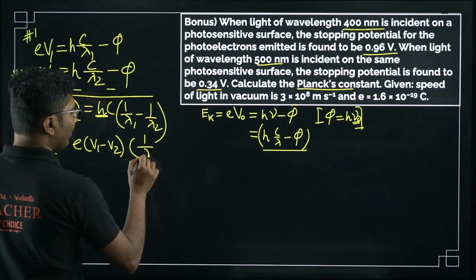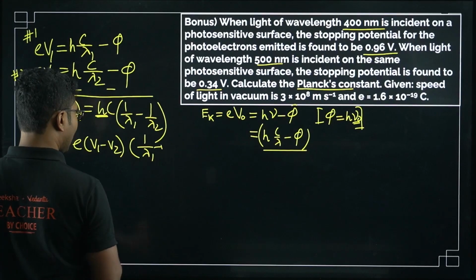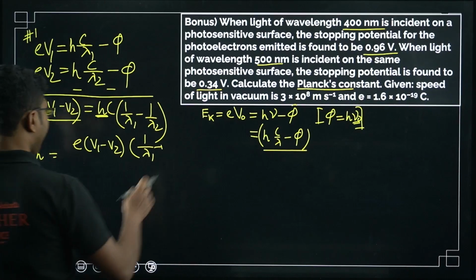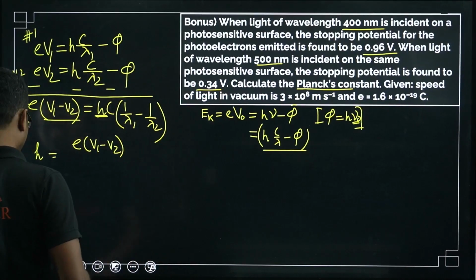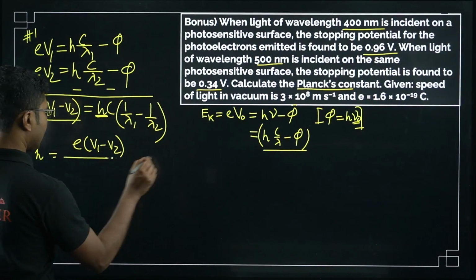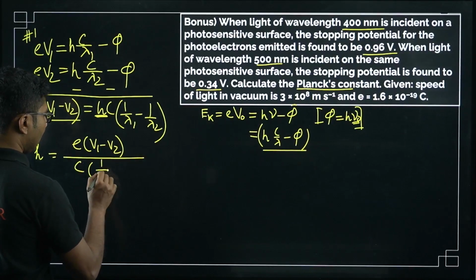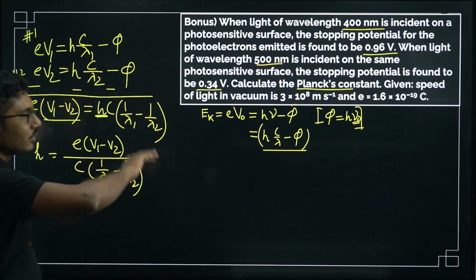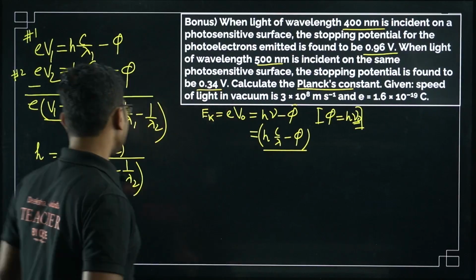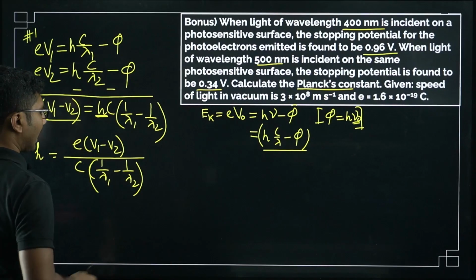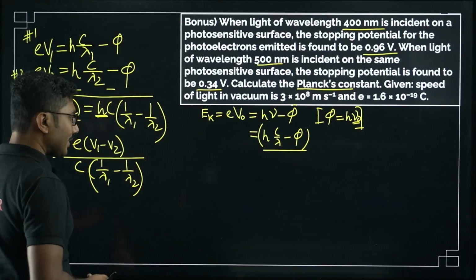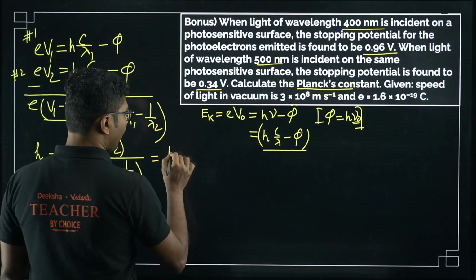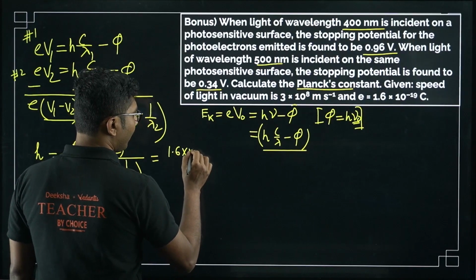So from this equation we can write h is equal to E into (V1 minus V2), divided by C into (1 by lambda 1 minus 1 by lambda 2). So the entire thing will go in the division. If you are not confident like this, you can put the values and then also you can calculate. But because there are a lot of 10 to the power of minus involved, because the Planck's constant is a very small value, that is why I am doing it this way. So what is E? E is 1.6 into 10 to the power of minus 19.